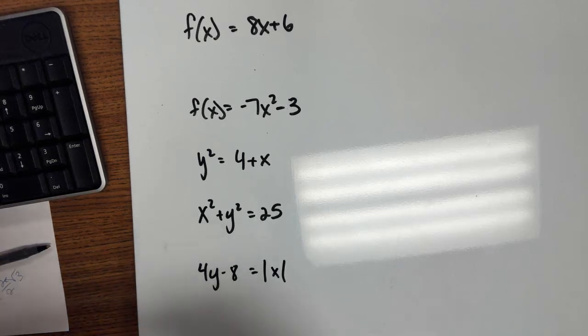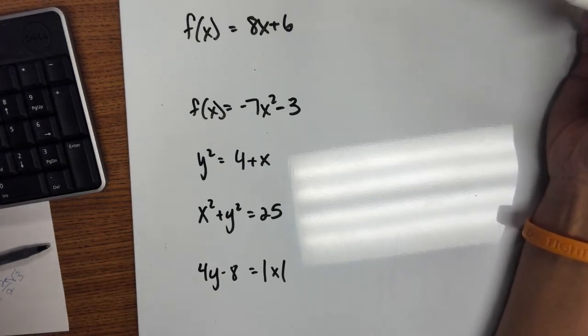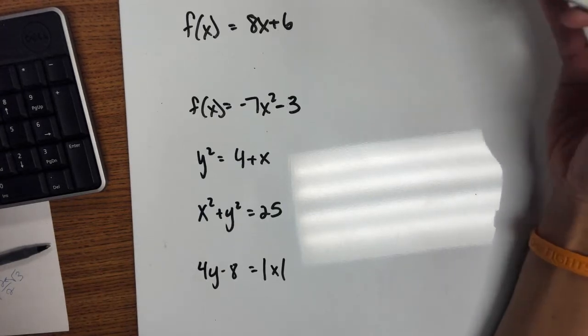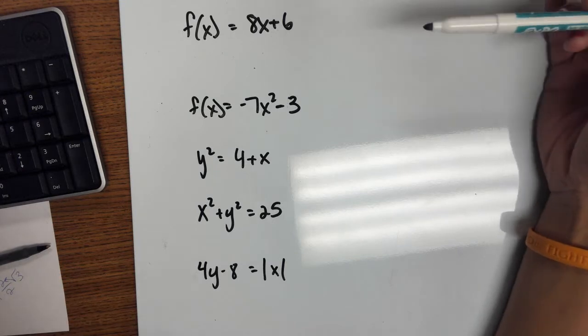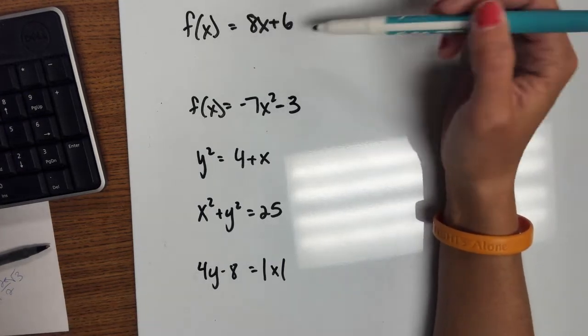Okay, so for these 5 examples, all we're doing is saying, is the equation a function or not? So basically what you have to think is that each x has one and only one y. So the first way that I do it is to visualize the graph.